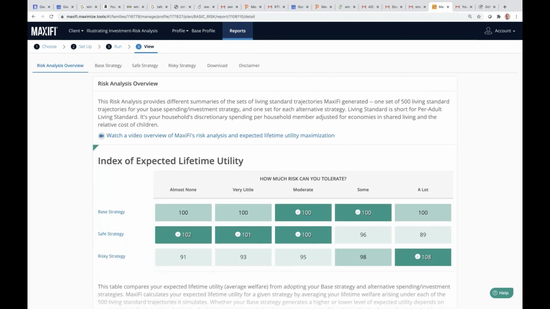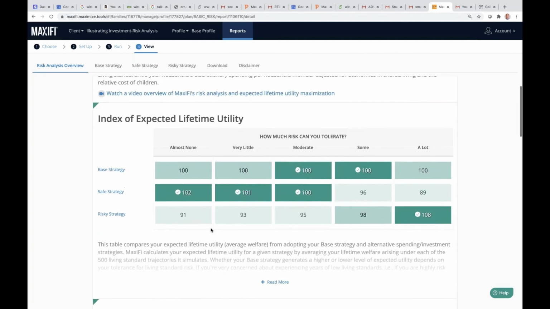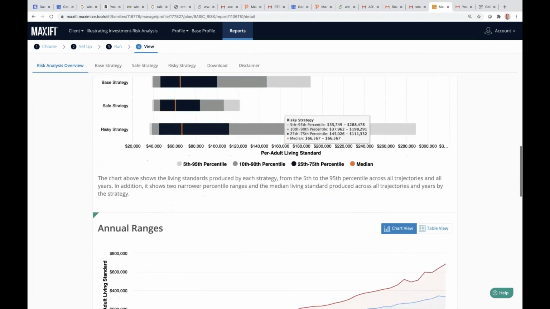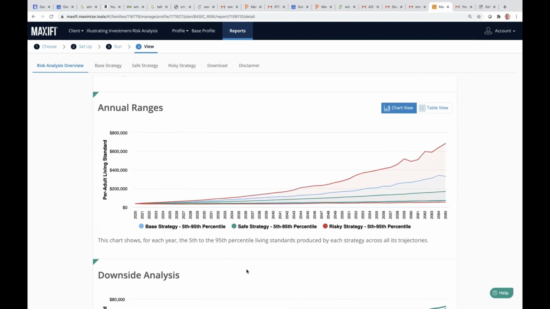Anyway, here's the chart I just showed you showing up in MaxiFi, and you can see that if the couple is pretty risk tolerant, they want to go for the risky strategy. If they're risk averse, they want to go for the safe strategy over the base strategy and the risky strategy. And then we have some comparisons. So here we're looking at this chart I showed you before, which is the quite good and quite bad outcomes for the risky strategy, for the safe strategy, and for the base strategy.